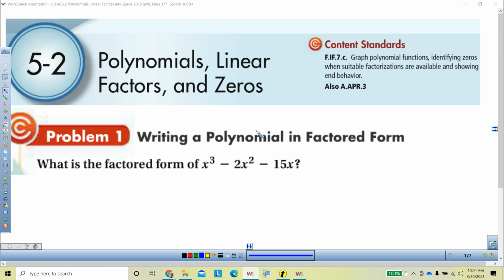So 5-2: polynomials, linear factors, and zeros. We're going to factor and we're going to graph today. Understanding the concepts of zeros is important, remembering stuff all the way back from before spring break, that 5-1 section like I told you about.